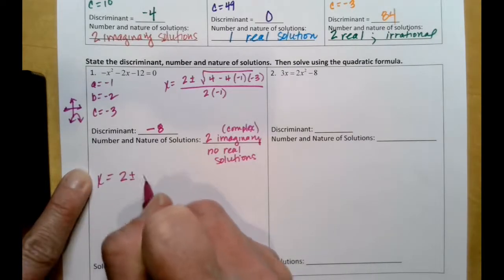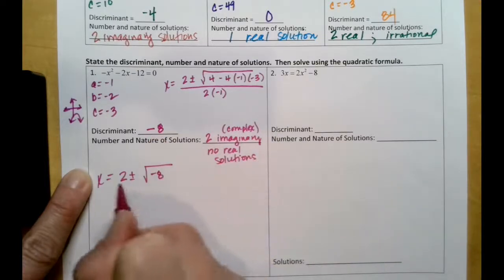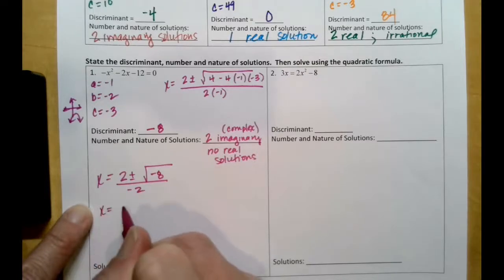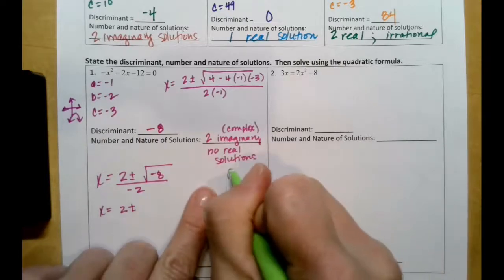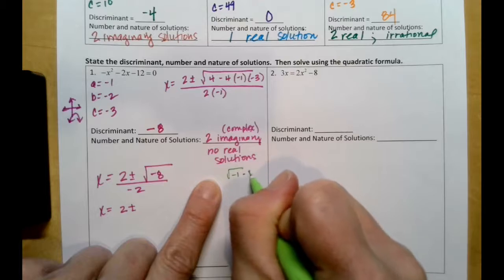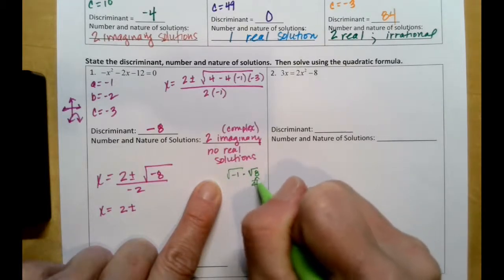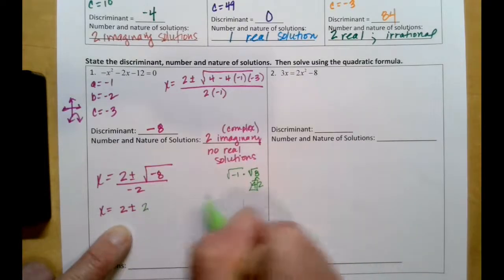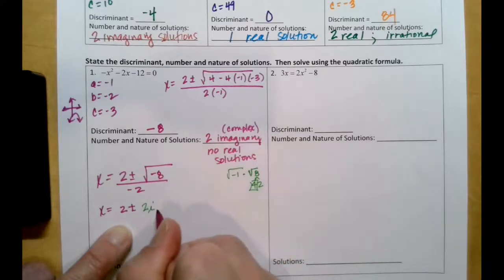So x is equal to 2 plus or minus, and remember my discriminant was -8, all over -2. Let's break down -8. When I take the square root of -8, that's the square root of -1 times the square root of 8. 8 is 4 times 2. Here's my perfect square. So I know the square root of 4 is 2, the square root of -1 is i, and then I can continue on my business.